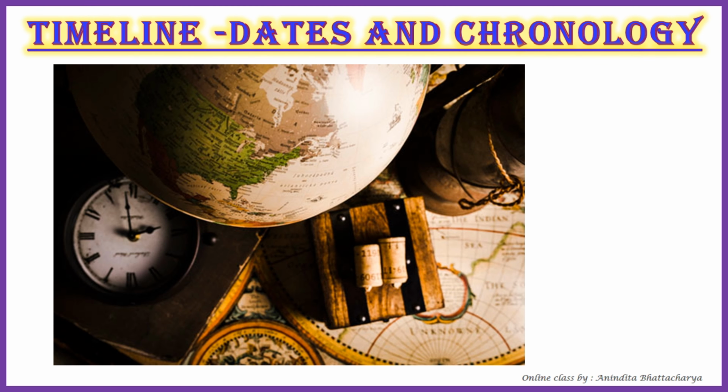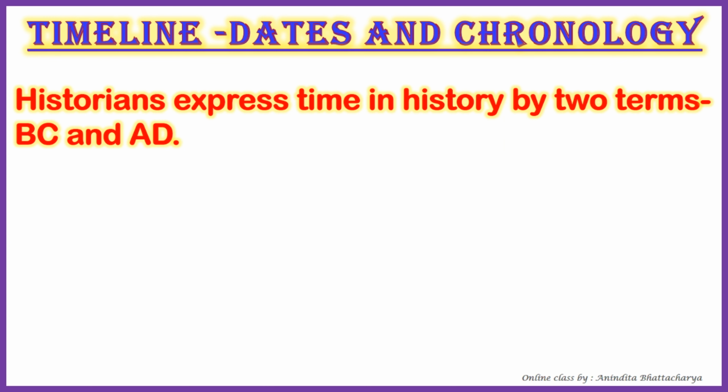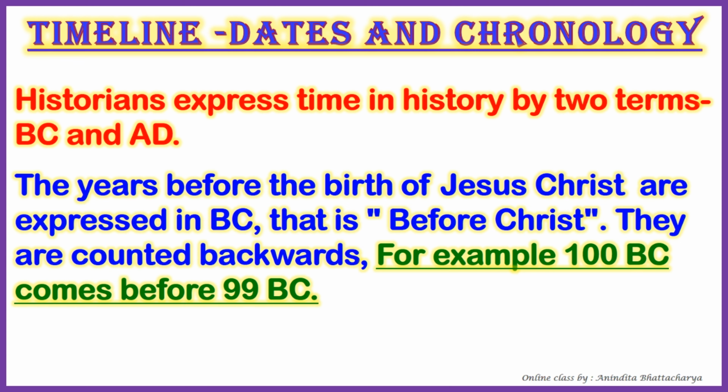So the question is, what is the meaning of timeline, dates and chronology? Historians express time in history by two terms, BC and AD. The years before the birth of Jesus Christ are expressed in BC, that is before Christ. They are counted backwards. Okay, for example, 100 BC comes before 99 BC.